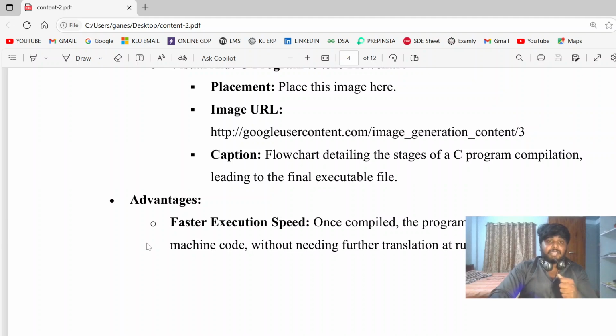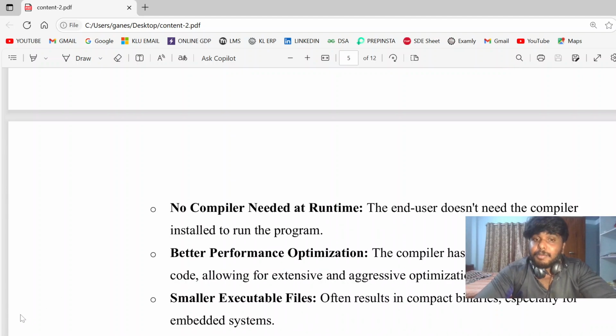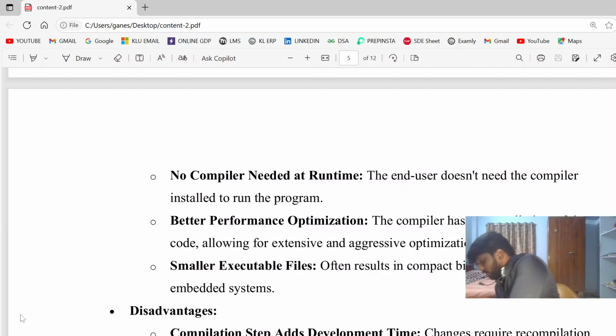So what are the advantages? It is faster execution speed. Its speed is much faster than an interpreter. No compiler is needed at runtime. If you created an exe file, then you don't need a compiler. Better performance optimization.